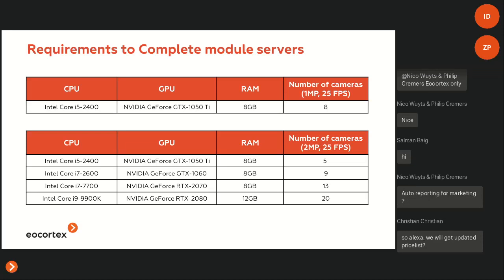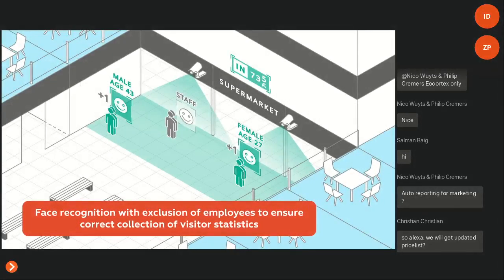Now we will move to a new module with a unique set of features. Previously, Eocortex suggested using the people counting module for calculating conversion. But it led to errors, since the module could count the same person several times. Yes, it happened. But now we have a solution to this issue, and it's called the Unique Visitor Counting Module. The module performs counting of unique visitors detected by a camera.